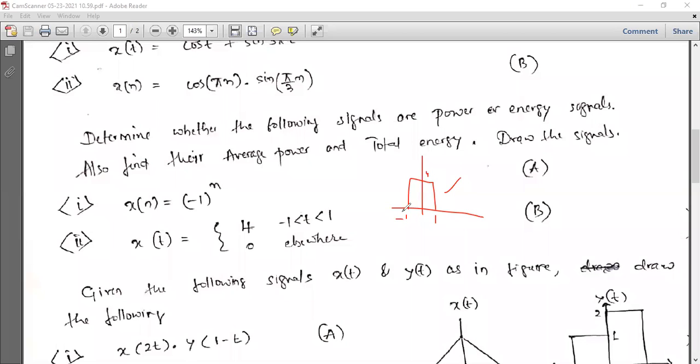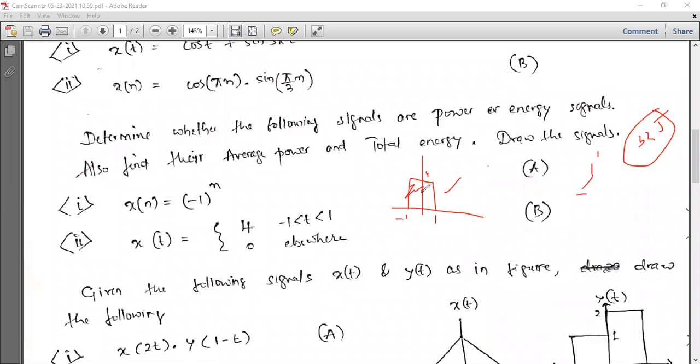How did you integrate, by the way? Did you integrate from -1 to +1? Yes, sir. And 4 square, right? So I used the formula, and you ended up getting 4 square, 32 joules. 16 minus of minus 16. Yes, that makes sense.